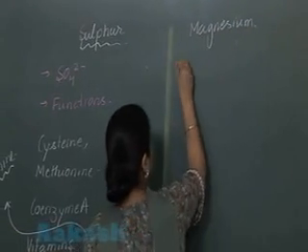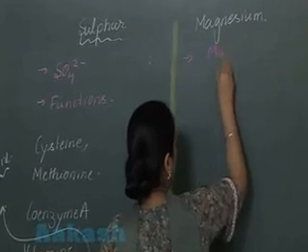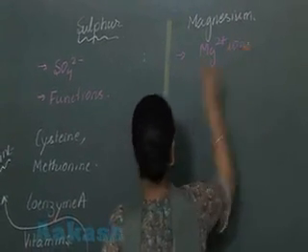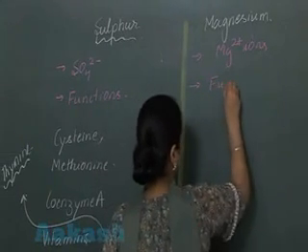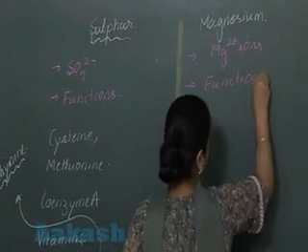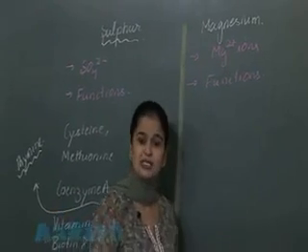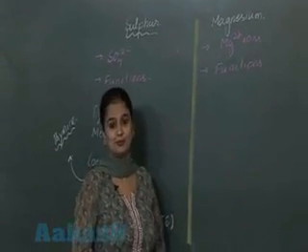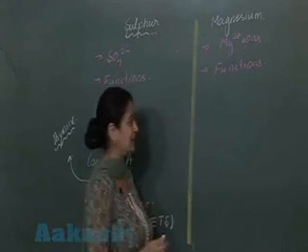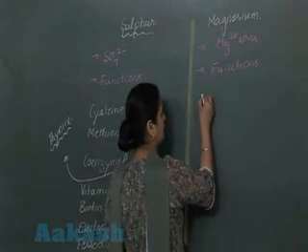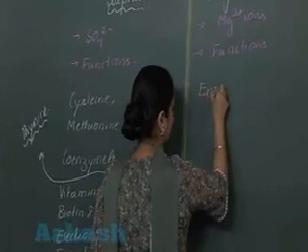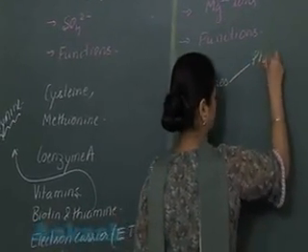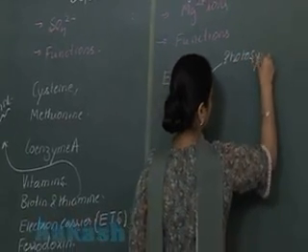Absorbed in the form of magnesium ions. Now magnesium is a macro element, again just like potassium, it is also involved in the activation of enzymes. Magnesium is involved in the activation of enzymes which are part of photosynthesis as well as respiration.